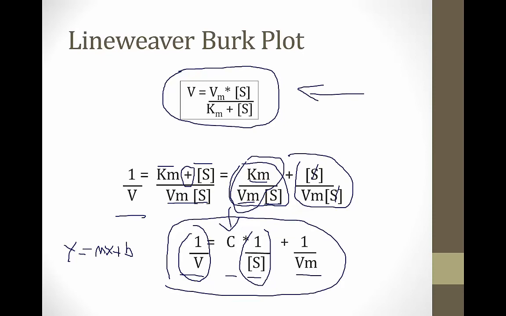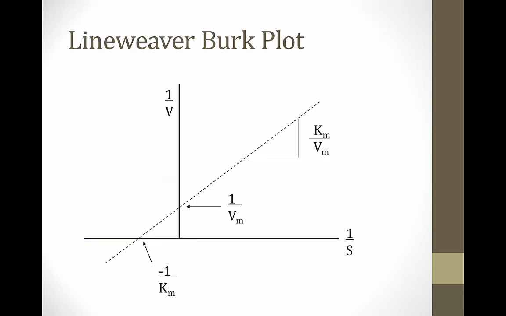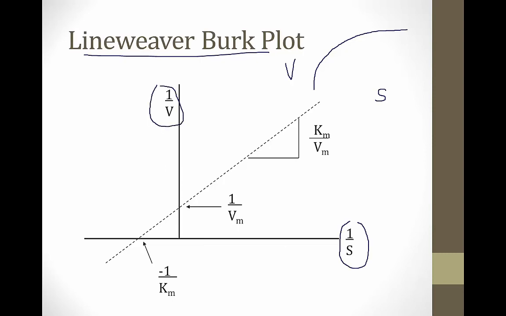So now we have what's called a Lineweaver Burk plot, and this is the exact same data that produced that hyperbolic curve a few slides ago when we put S on the x-axis and V on the y-axis. But now what we're doing is we're plotting 1 over S on the x-axis and 1 over V on the y-axis, and it converts it into a straight line.